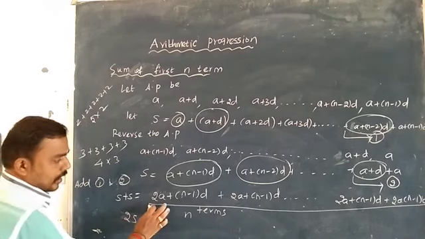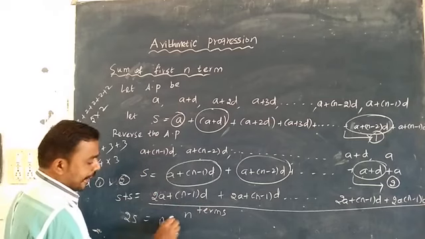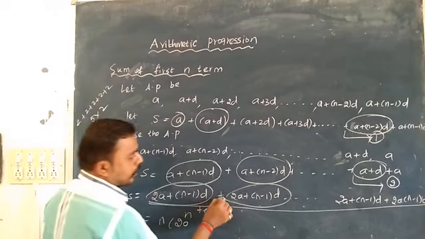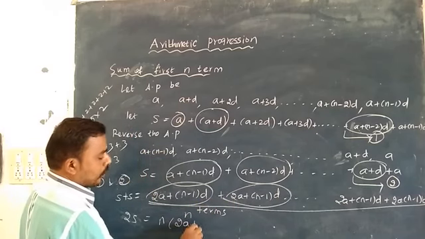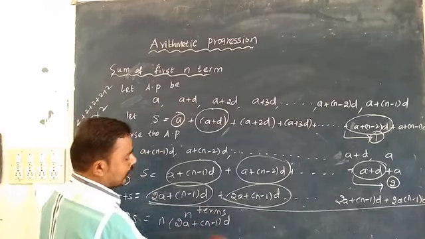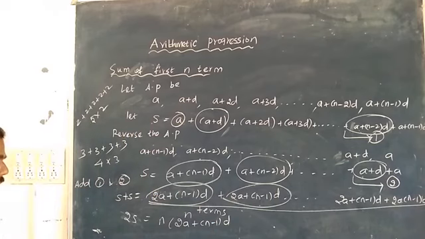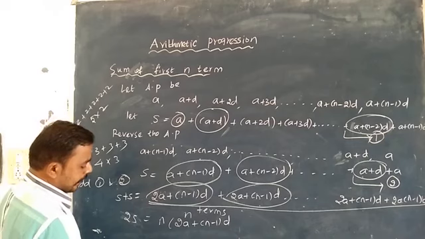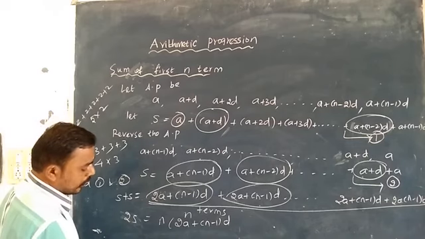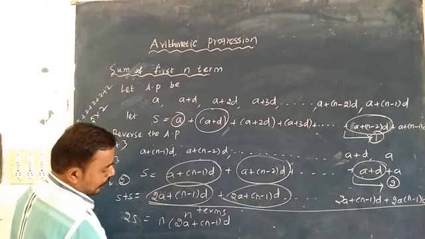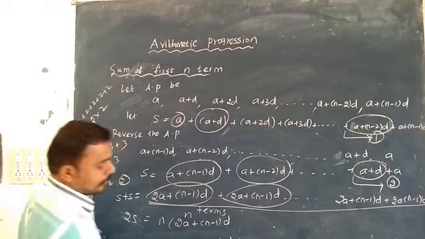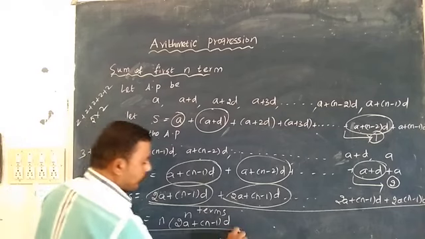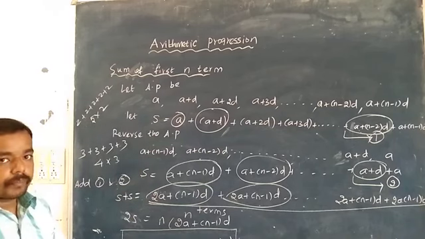So for that you can write n into (2a plus (n minus 1) d) term, repeated. So 2S equals n into (2a plus (n minus 1) into d). Now we need only S, so we divide by 2: S equals n divided by 2 into (2a plus (n minus 1) into d). So now this is the sum of the first n terms of an AP.